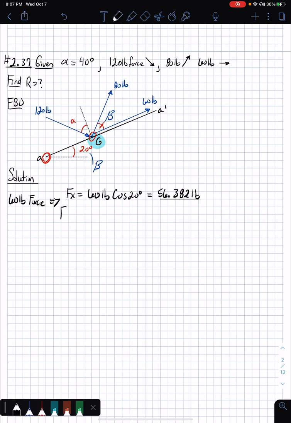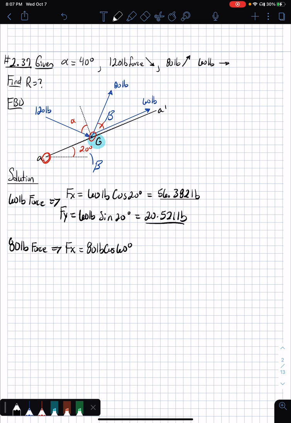Continuing on, we get the sum of forces in the y direction. We're going to have a positive 60-pound force, sine of 20 degrees. It's going to come out to 20.521 pounds. Now that force is done, we'll move right along to the 80-pound force. Sum of forces in the x, you're going to get positive 80 pounds cosine of 60 degrees, which is going to be 40 pounds flat.